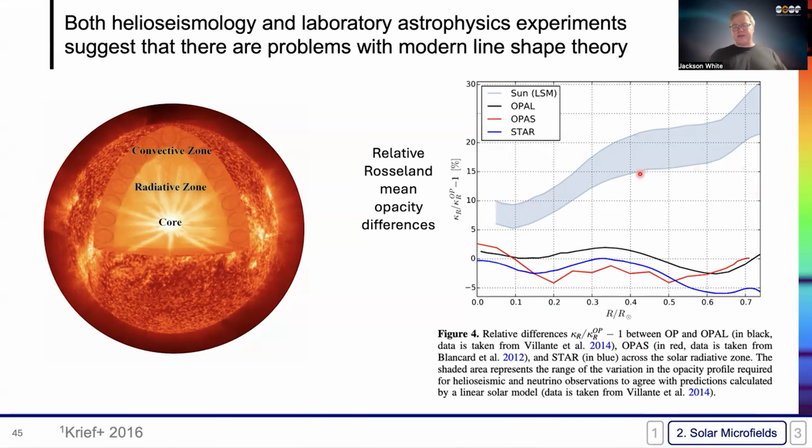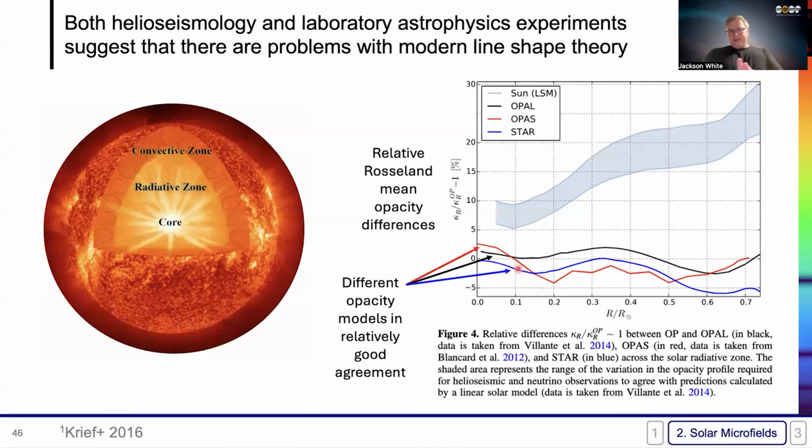So if we look at this plot here on the right, this is a plot of the relative Rosseland mean opacity differences, this relative average opacity in the sun throughout the solar radius. So here at 0, 0, this is the central core of the sun where fusion happens. And over at 0.7, this is the outer region of the sun. This is closer to the surface of the sun, where the opacity tends to get a little bit weaker, and eventually convection takes over as the dominant energy transport mechanism.